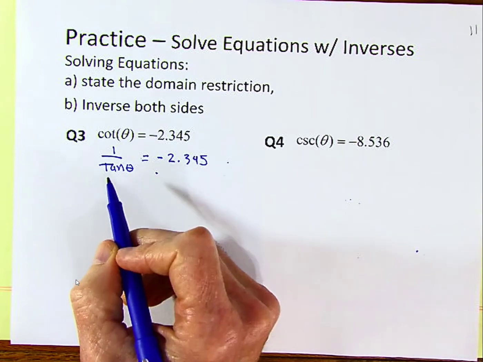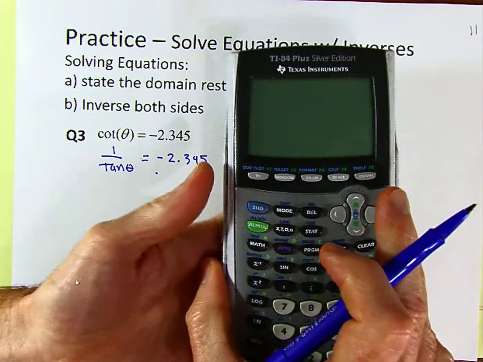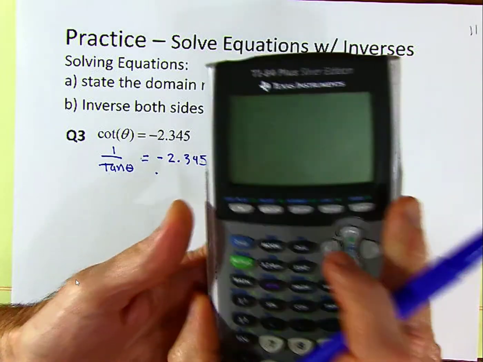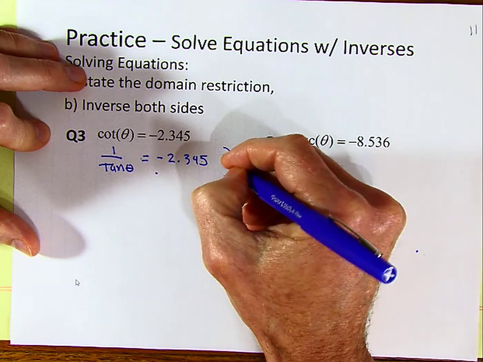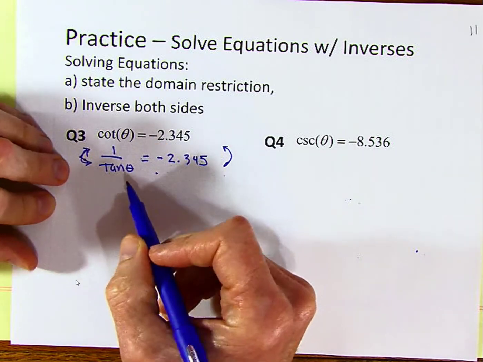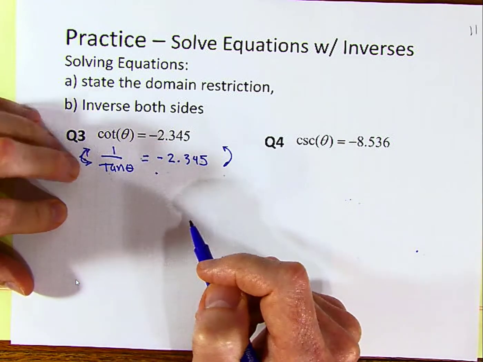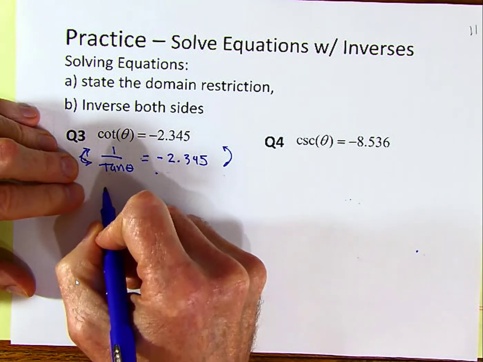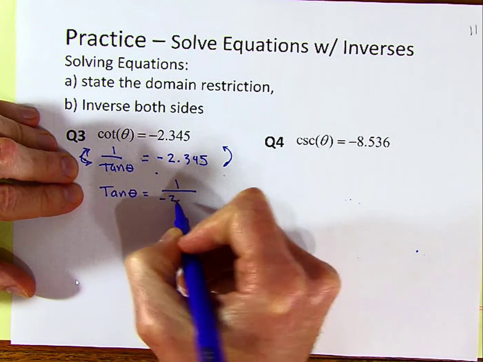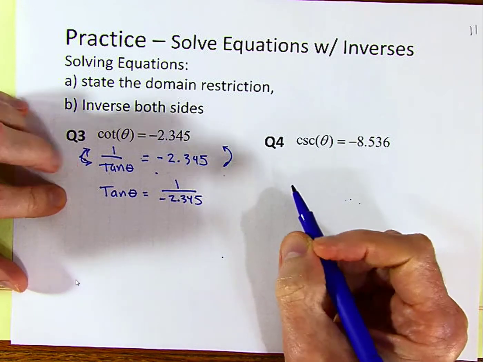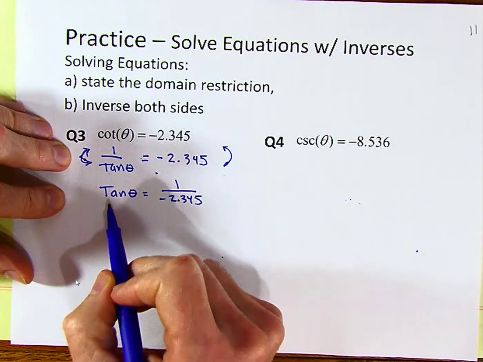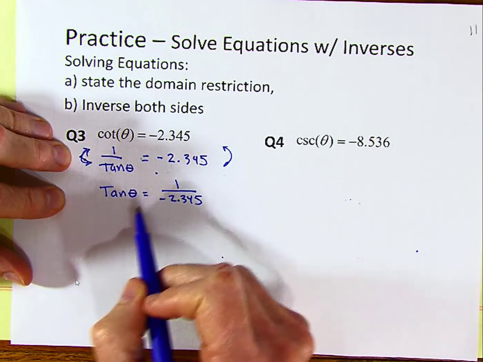Now I still can't solve this because I don't have tangent by itself. If I did have tangent by itself, then I could do tan inverse, but this is not tangent by itself. So I'm going to take the reciprocal of both sides. Now once you practice this and get good at it, you can skip this step and you can go right to this step. Tan theta equals 1 over negative 2.345. Cotangent was not solvable in my calculator, but this is. I can solve a tangent equation because I have an inverse tangent function.